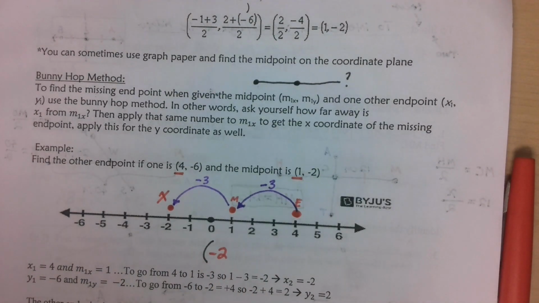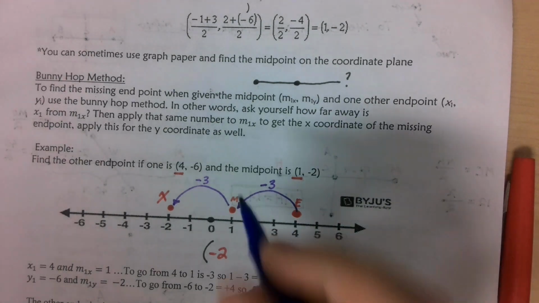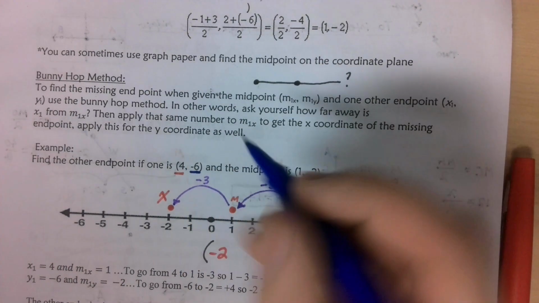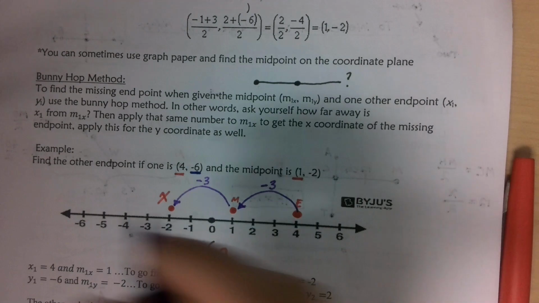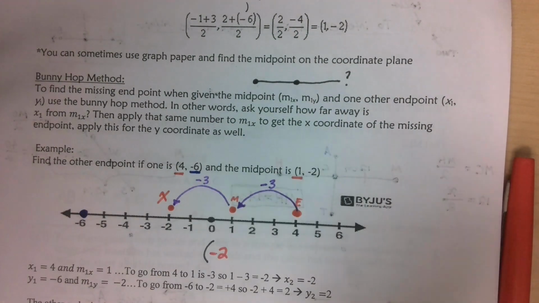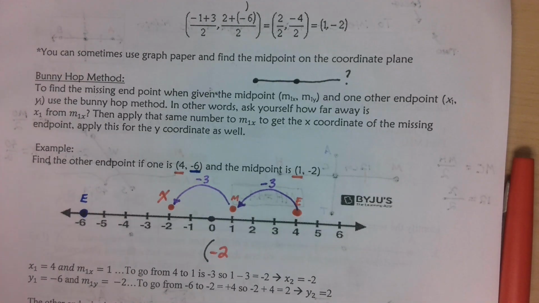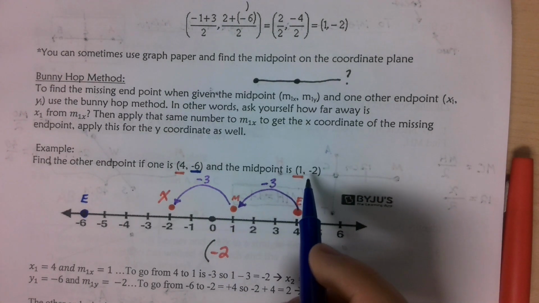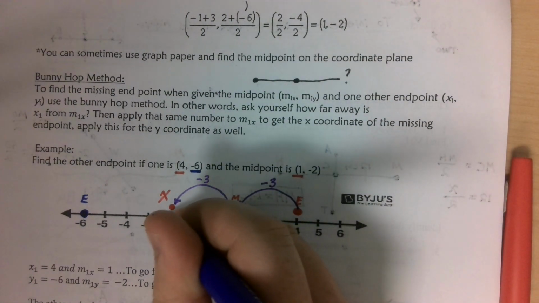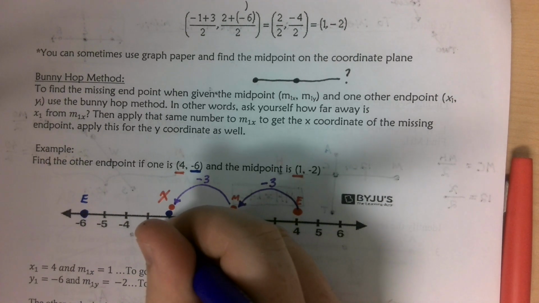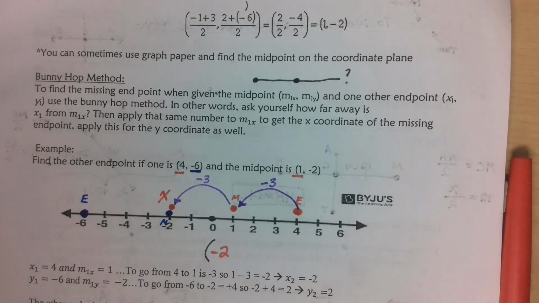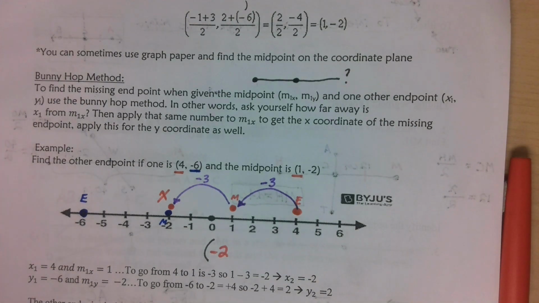And we can repeat this process for the y-coordinates too. The y-coordinate that we're given for the endpoint is negative 6 all the way over here. I'm going to call that E for endpoint. The midpoint is at negative 2, so it's all the way over here. I'm going to call that M for midpoint. I apologize, the diagram's getting a little cluttered.